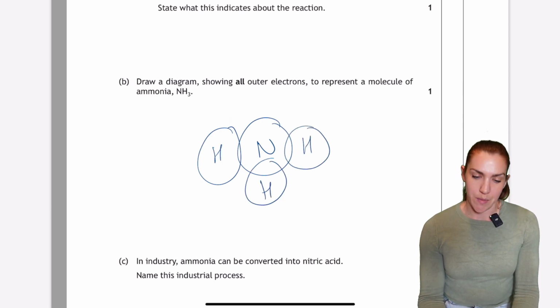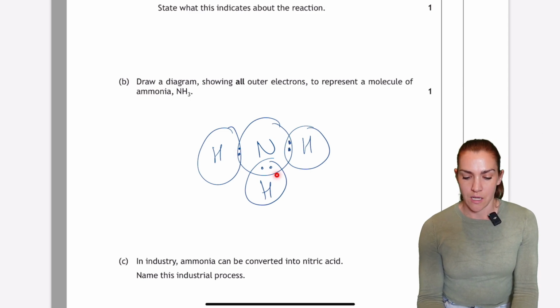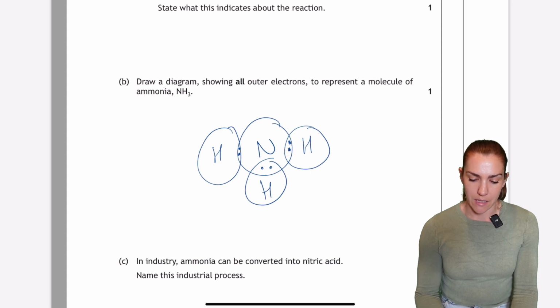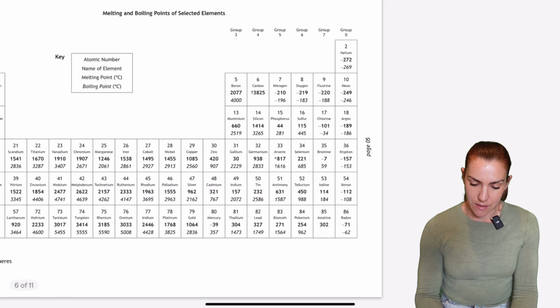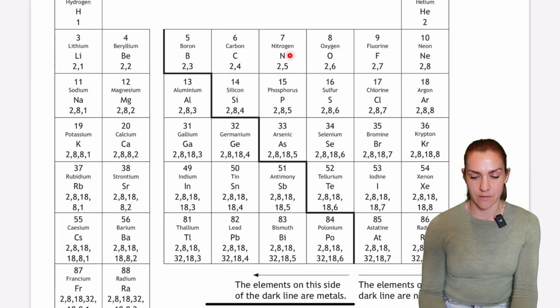Then in each overlap bit we end up with 2 electrons. So we've got 2 in there, 2 in there, and 2 in there. One has come from each of the atoms, so hydrogen gives its 1 electron, and then nitrogen has given 1, 2, 3. If we have a look at how many outer electrons nitrogen actually has, it should have 5.